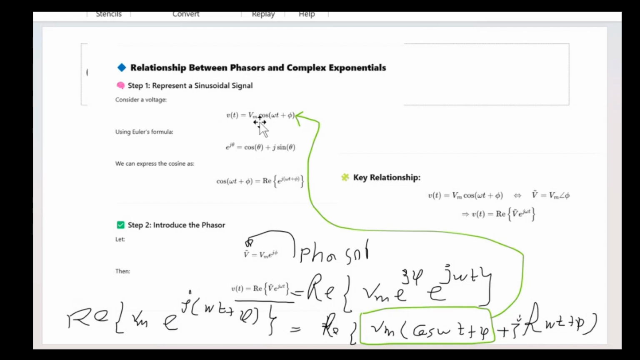Okay, so the key takeaway is that if we define our time domain function as V of M cosine of omega t plus phi, then the phasor for this equation is V tilde equals the magnitude V of M and the angle of phi. Once again, you will see why this definition of the phasor is going to simplify a lot of calculation when we are analyzing AC circuits.